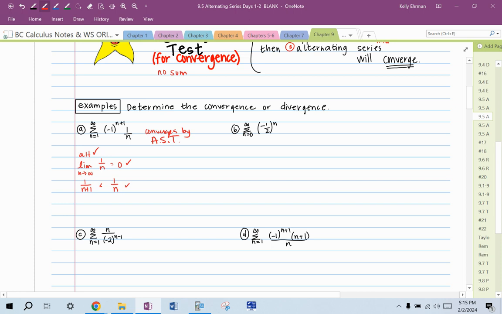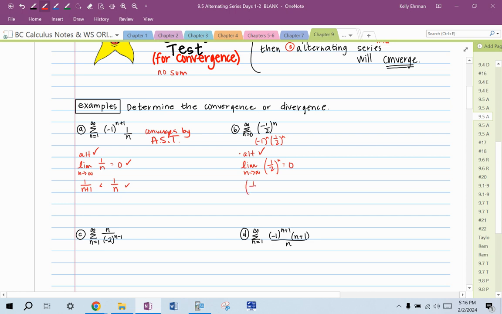Now, example B, same thing. This is a negative 1/2 to the n. So remember, this could be negative 1 to the n times 1/2 to the n. Mathematically, you're allowed to do that. If you're multiplying inside of parentheses, the exponent applies to both parts. So this is alternating, and the limit as n approaches infinity of just 1/2 to the n does equal 0, because the fraction will get smaller and smaller and smaller as you raise it to larger exponents.